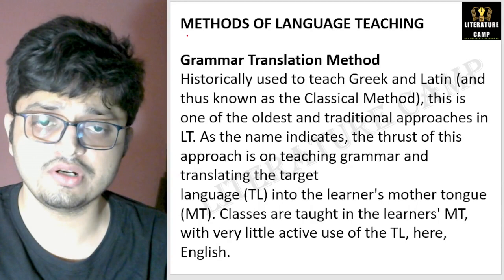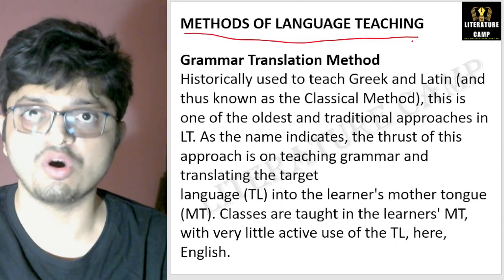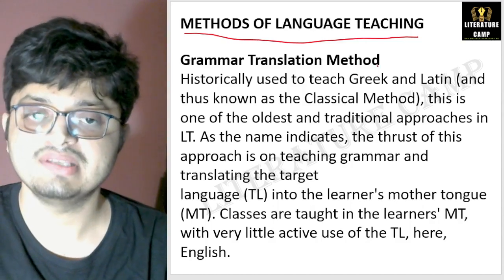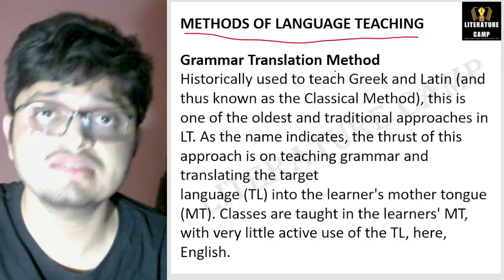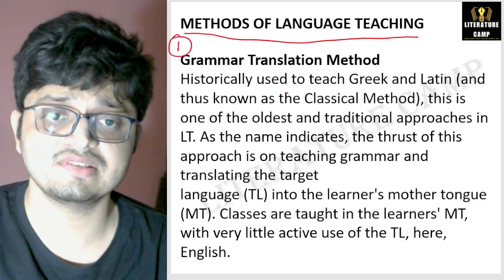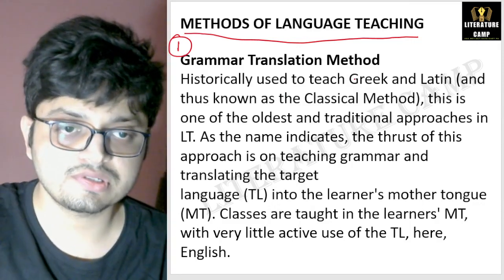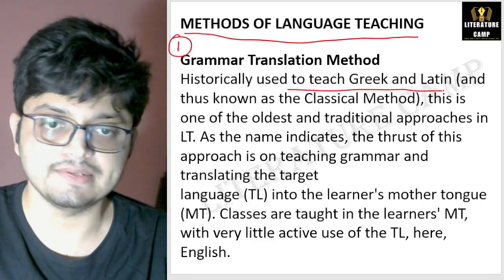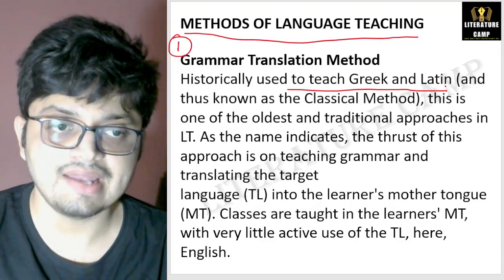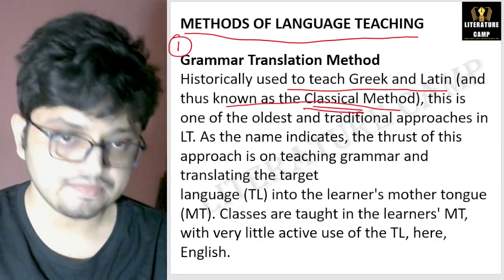Next, as I've told you already, I shall be discussing the methods of language teaching. So what is the formal method? That is the grammar translation method. That is the traditional method, the formal traditional method of teaching English. That is the first method, grammar translation method or traditional grammar method, historically used to teach Greek and Latin. This method was historically used to teach Greek and Latin, and thus is known as the classical method. It is also known as the classical method.